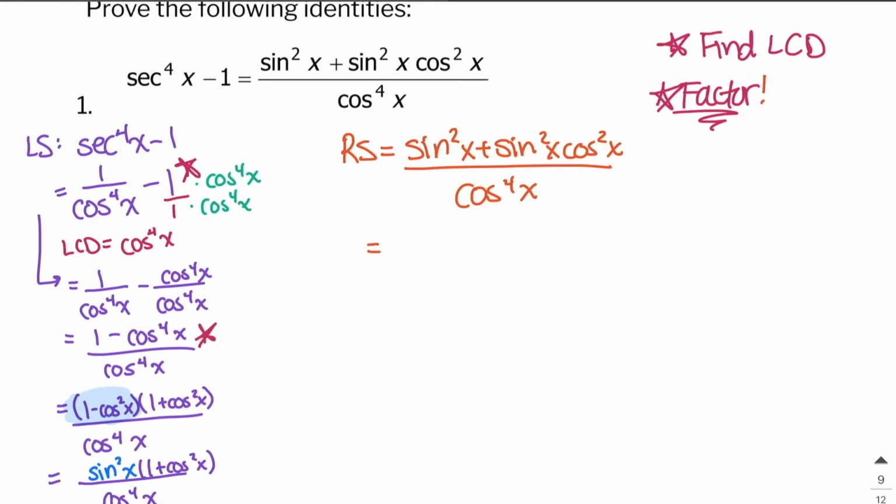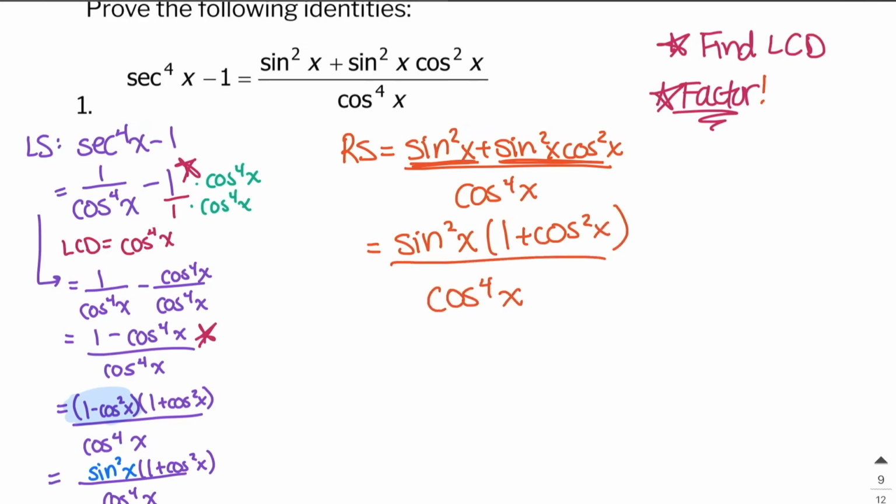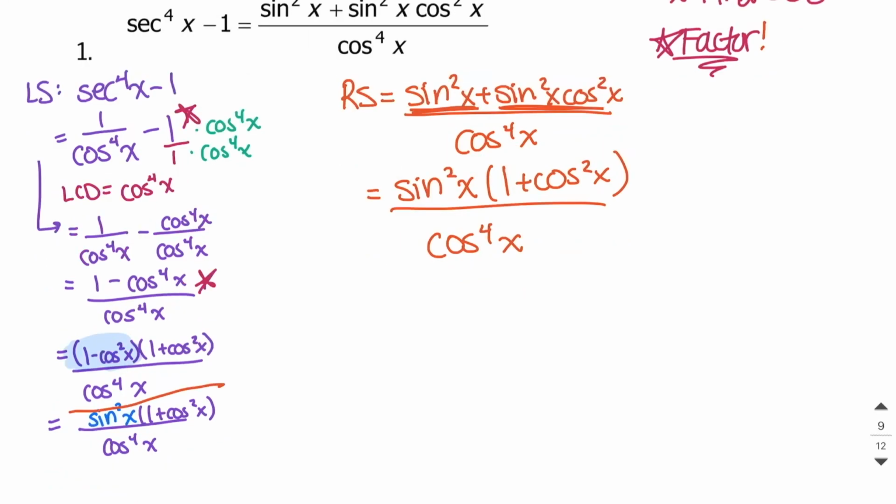Now, again, I want to factor as much as possible. So if you take a look on this side right here, there is a sine squared x in common. So I can factor out that sine squared x. In my first term right here, I would end up getting a 1. And when I factored out of here, I would end up getting cosine squared x. And that's all over cosine to the power of 4x, which is exactly what we've been able to write our left-hand side as. So that means that our left side equals our right side. And so we have proven our identity right here.